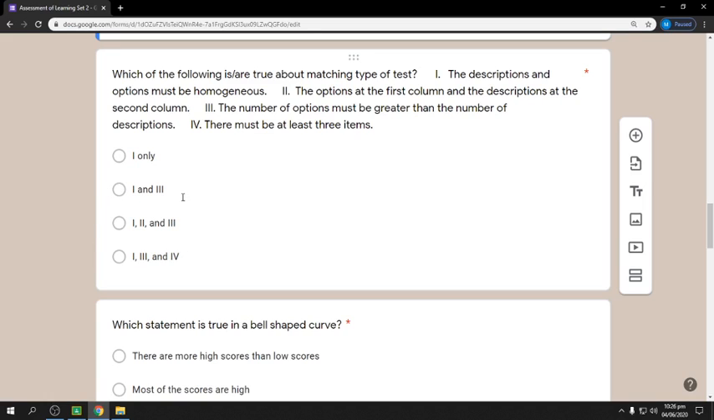Now I just have to figure out whether there must be at least 3 items. Well, I haven't really memorized the rules for matching type test, but my gut tells me that it's important for you to have at least 3 because you can't have 2 for a matching type. As I've said, the more the better, but 3 sounds logical to me. So I would choose 1, 3, and 4 in this case.